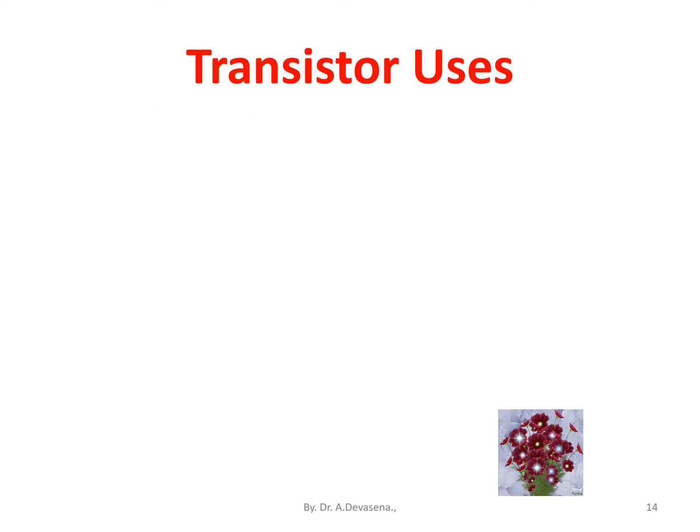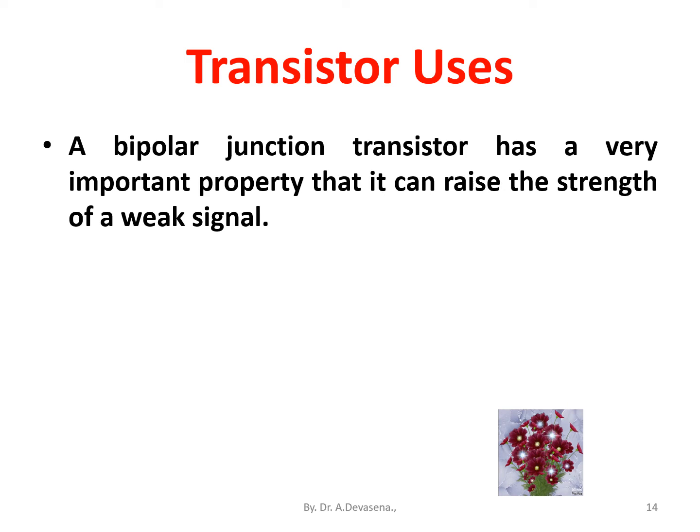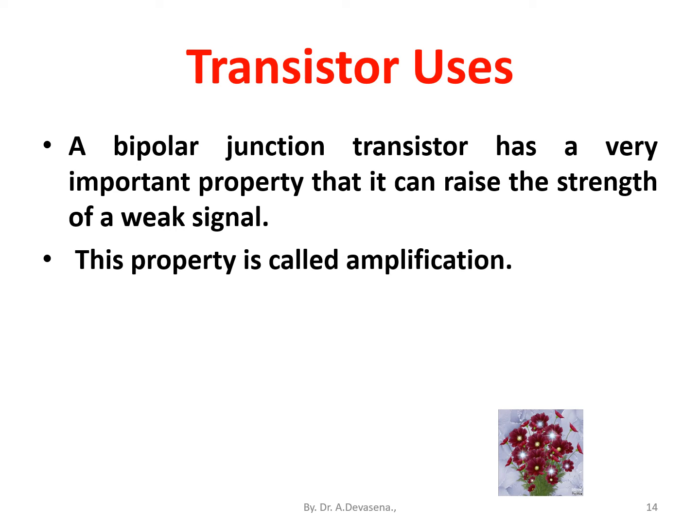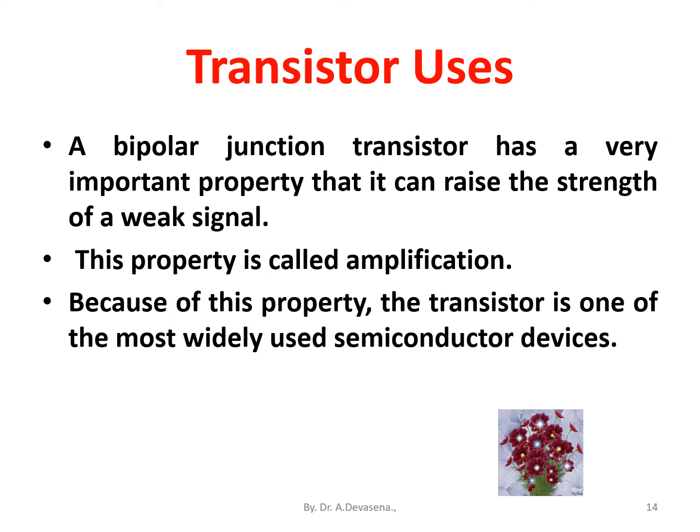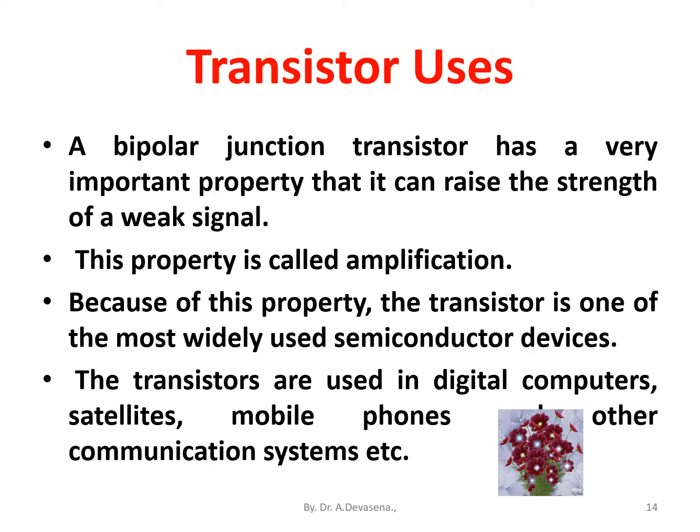Transistor uses. A bipolar junction transistor has a very important property that it can raise the strength of a weak signal. This property is called amplification. Because of this property, the transistor is one of the most widely used semiconductor devices. Transistors are used in digital computers, satellites, mobile phones, and other communication systems, etc.